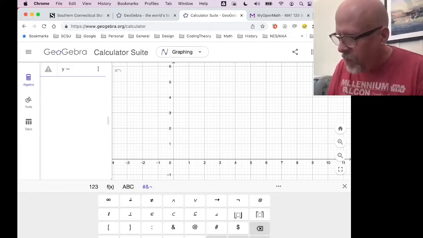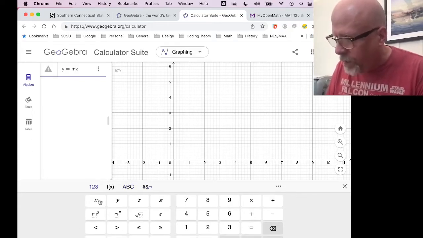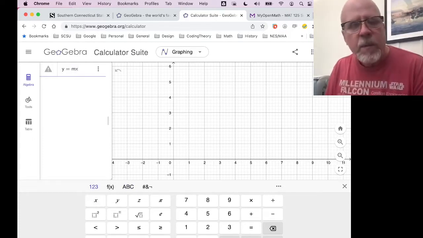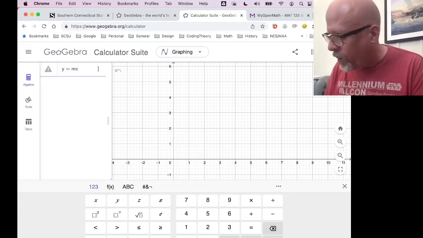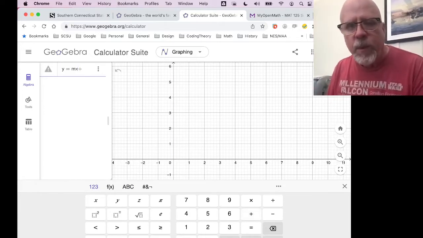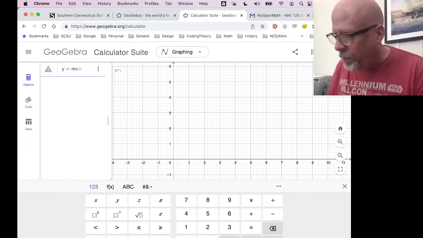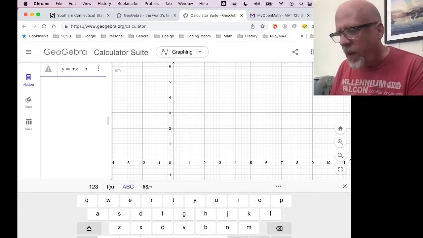All right, so I wanted to write m and then times x. Come back to the original screen, x. You don't have to put in the times sign in this system. Some computer things require you to say what the operation is, but this one's smart enough to know that if you put two symbols next to each other, you mean multiply them. And there's b.